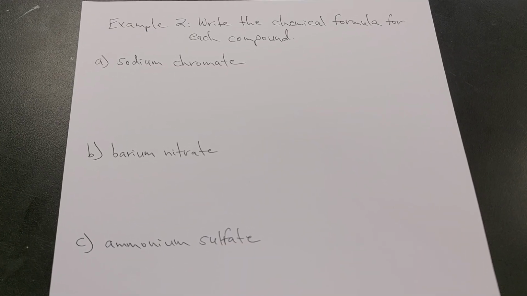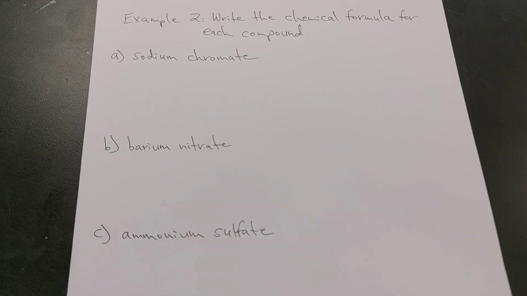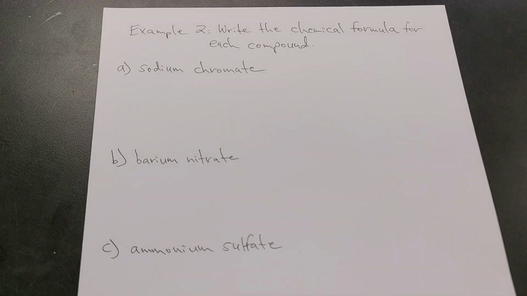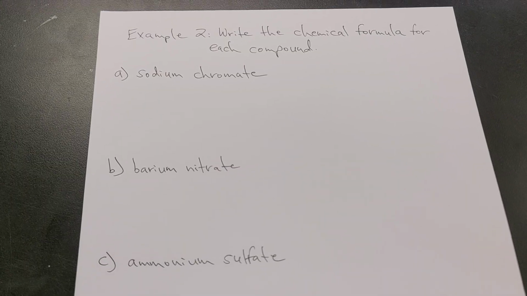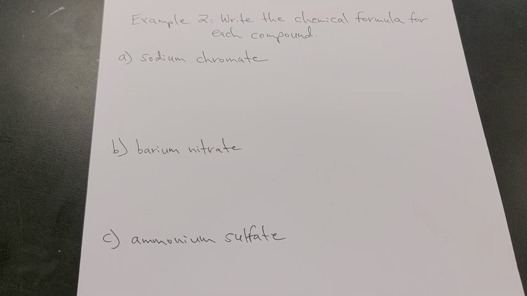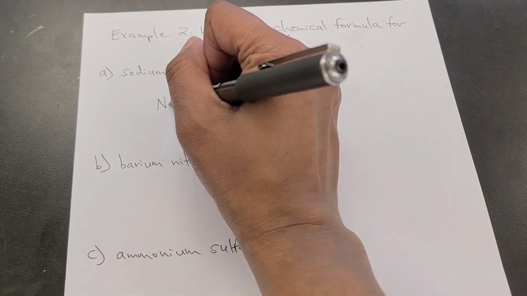All right, so let's go to example 2. It says, write the chemical formula for each compound. I chose some where the charges are different for the cation, which is positive, and the anion, which is negative. Okay, so A says sodium chromate. So I'm going to check the periodic table.